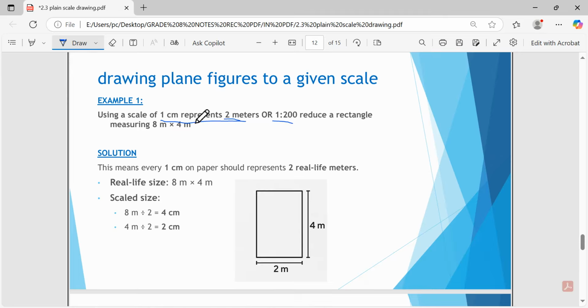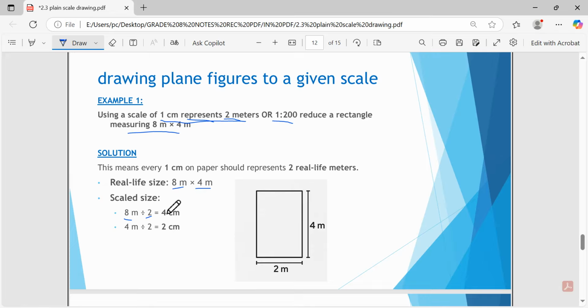So using a scale of 1 centimeter to represent 2 meters, reduce a rectangle measuring 8 by 4 meters. So this is very simple. You just say, if 1 centimeter on paper should represent 2 meters in real life, then in real life 8 meters by 4 meters will be given by 8 meters divided by 2.